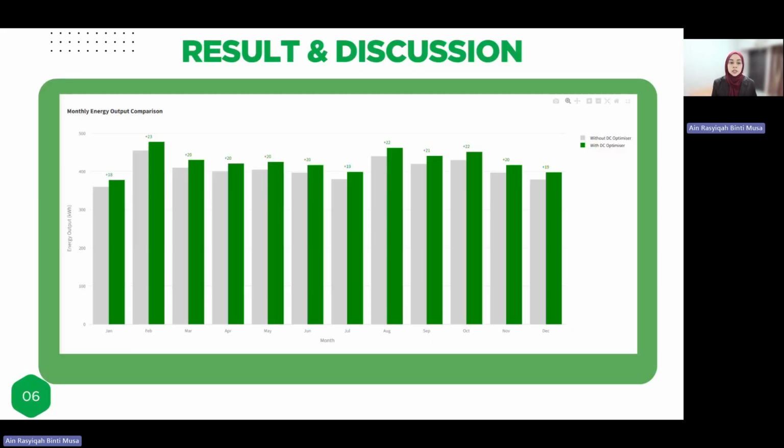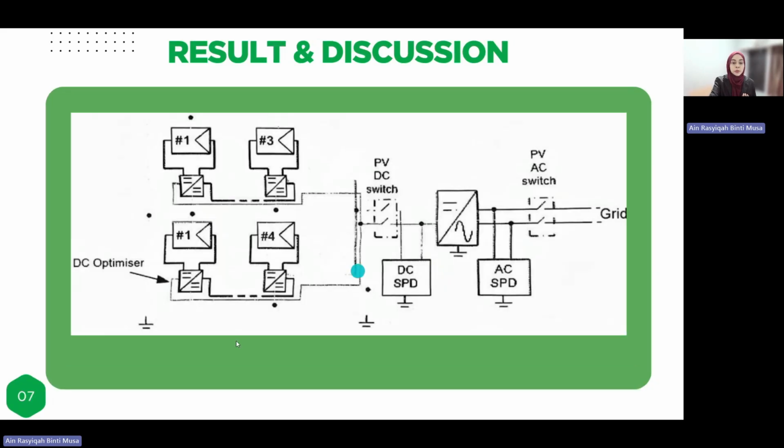So for the result and discussion, the result is generated as a graph so we can easily see. The gray one is without the DC optimizer, and the green one is with the DC optimizer, which we can see is increasing after using the DC optimizer. So here is where we put the DC optimizer, which is in each PV panel.